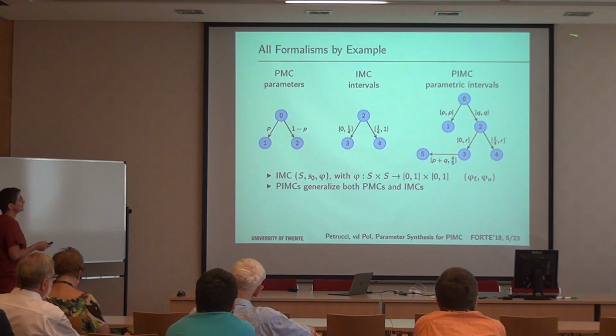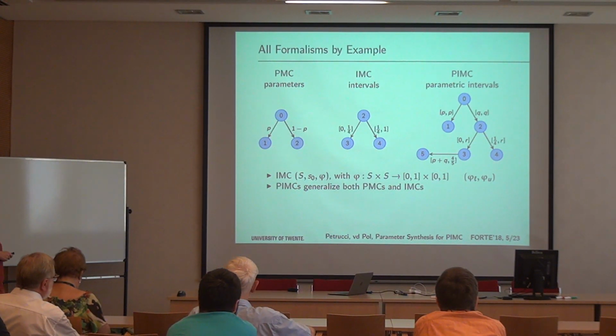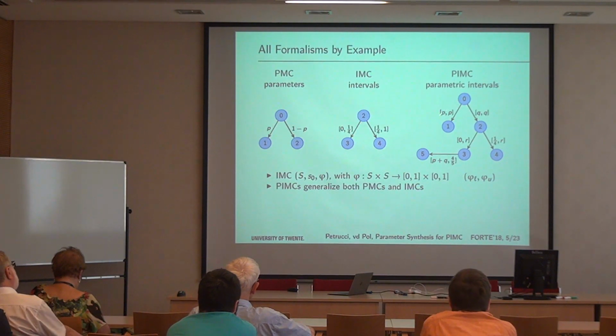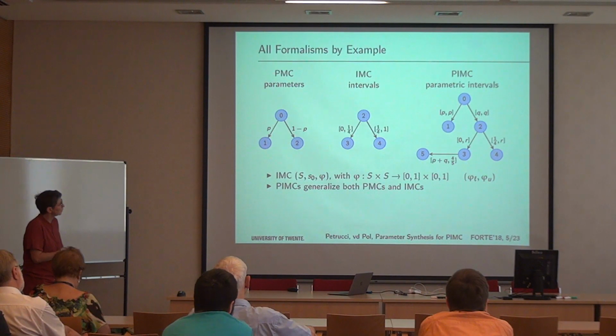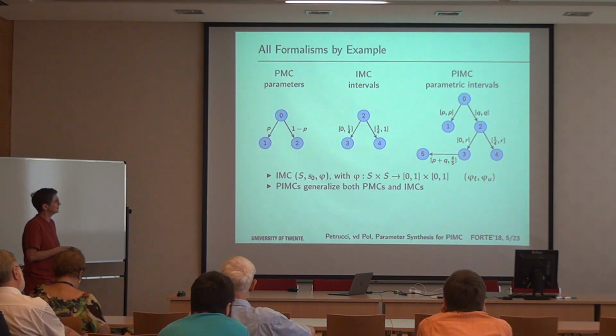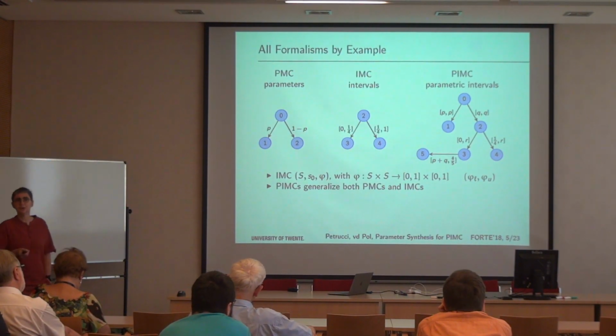In PIMC, we have parametric intervals. These parametric intervals look like intervals: you have a lower bound and an upper bound. They can be point intervals like this: I have a probability between P and P, so it's P. Or they can be normal intervals with a bound that may be a parameter. So here you have between 0 and R, R being a parameter, you don't know what it is yet.